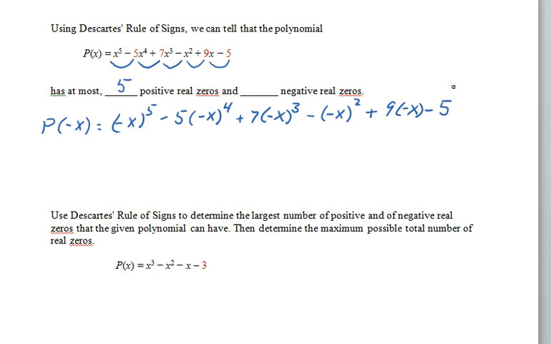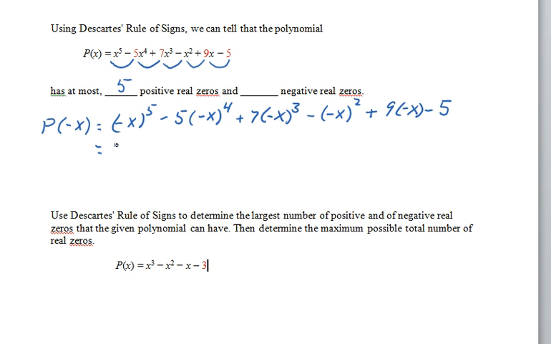Now notice that the opposite of x to an even power is the same as x to that power. And so the terms with even degree are going to have the same coefficients that they had before. But the terms of odd degree will now have the opposite coefficient.